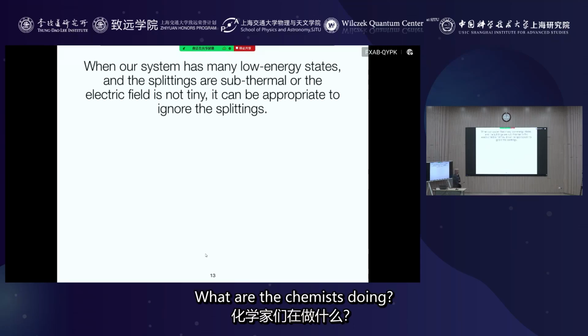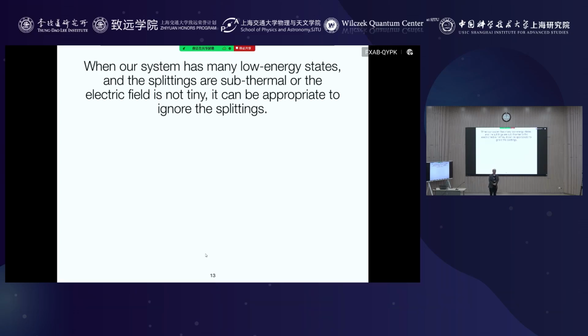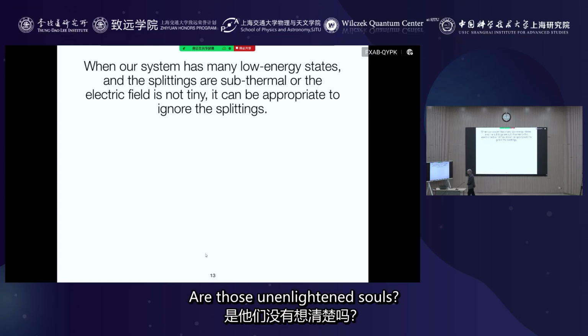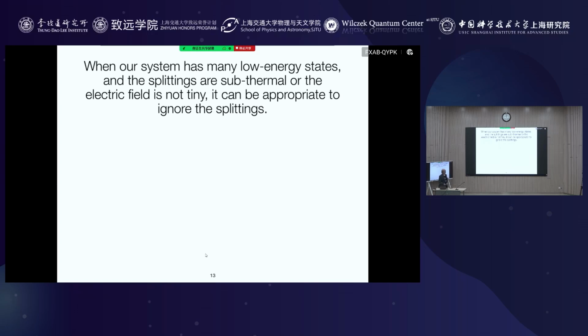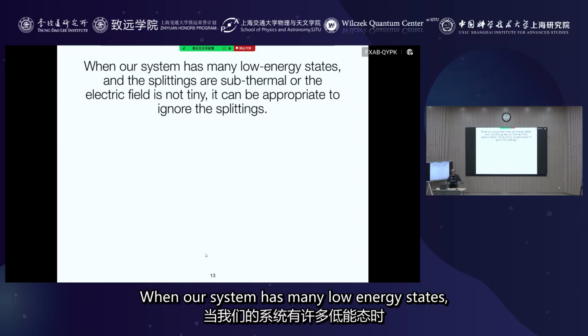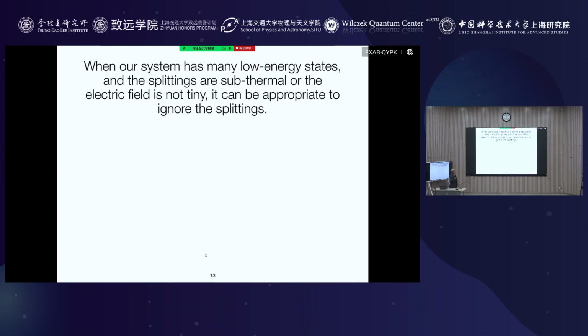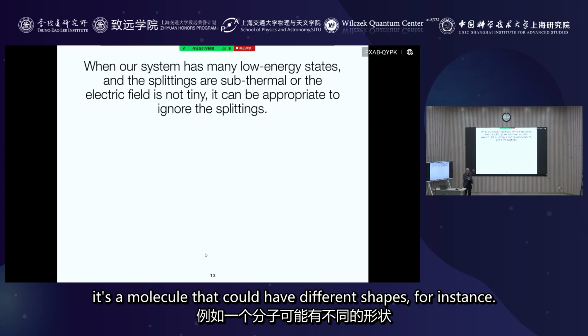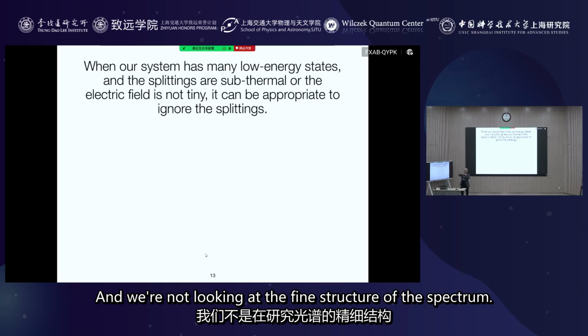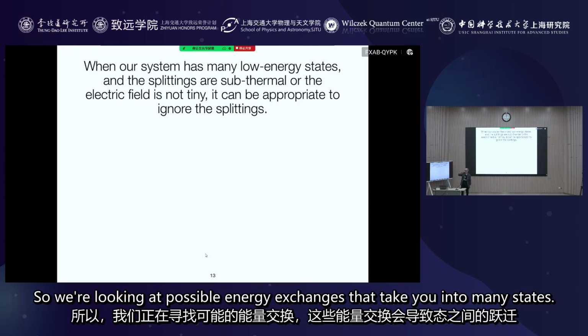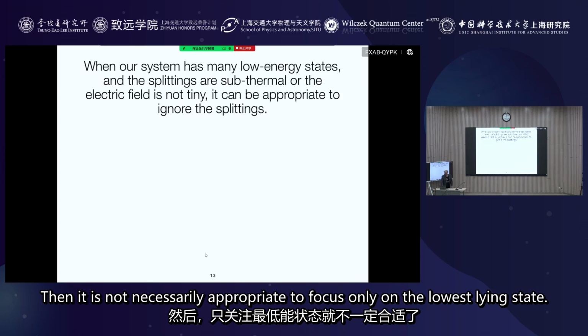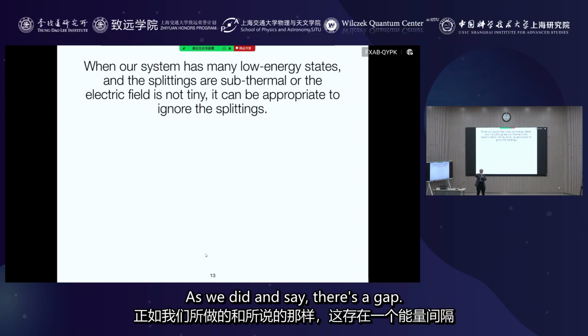So what are the chemists doing? What are they talking about with these electric dipole moments? Are they those unenlightened souls? Well, when our system has many low energy states, so it's a molecule that could have different shapes, for instance, and we're not looking at the fine structure of the spectrum, so we're looking at possible energy exchanges that take you into many states, then it is not necessarily appropriate to focus only on the lowest lying state as we did, and say there's a gap, so you ignore everything else.